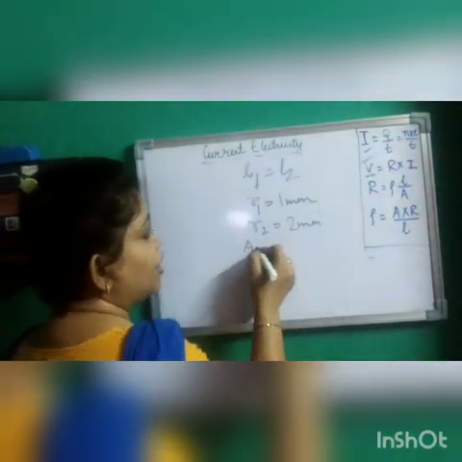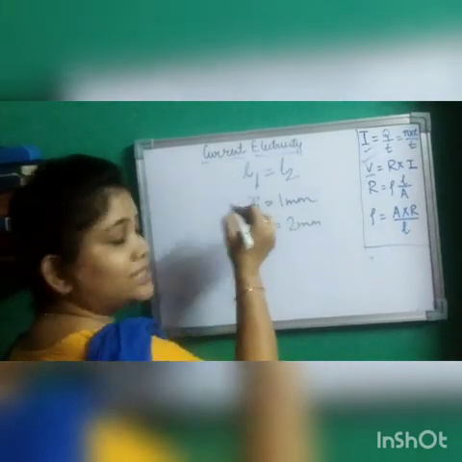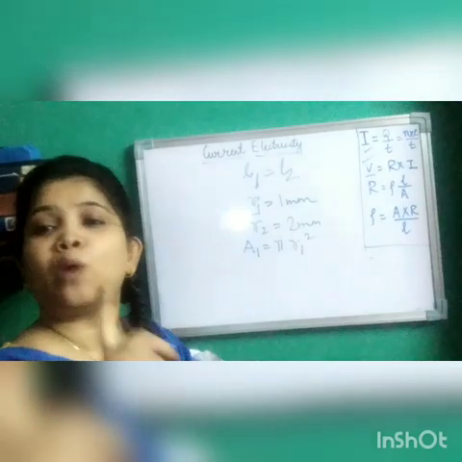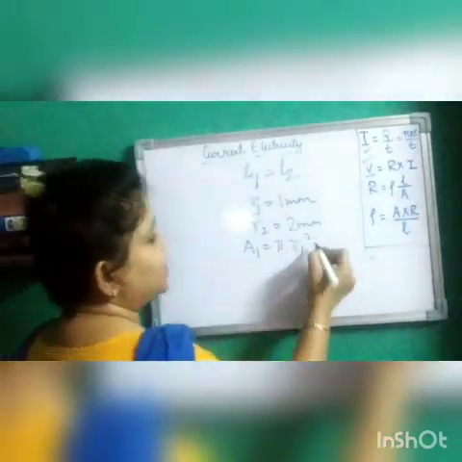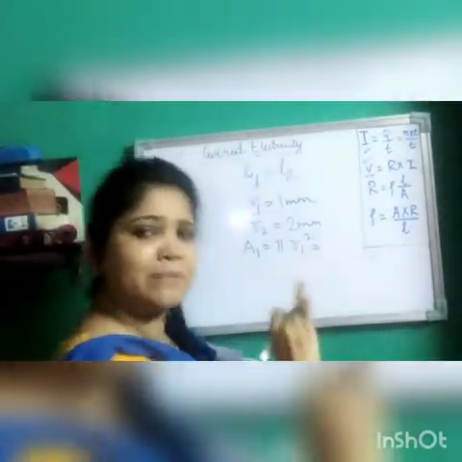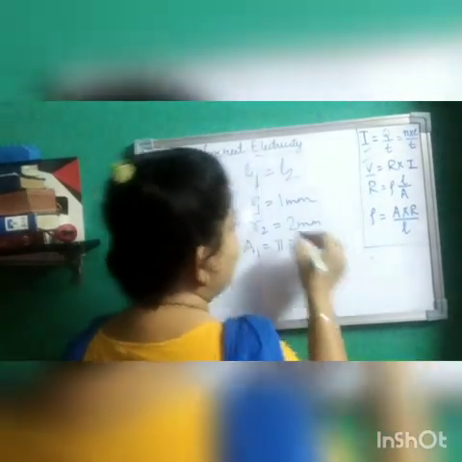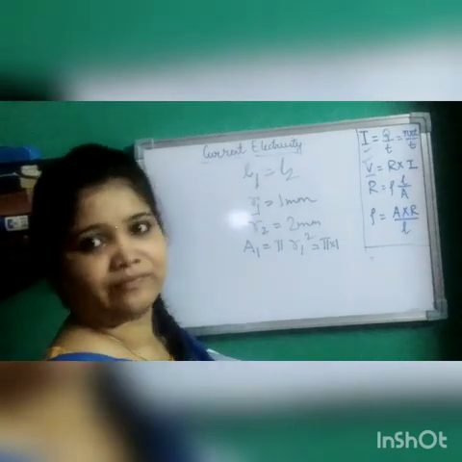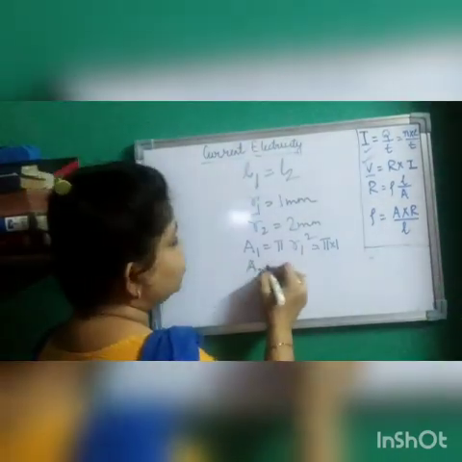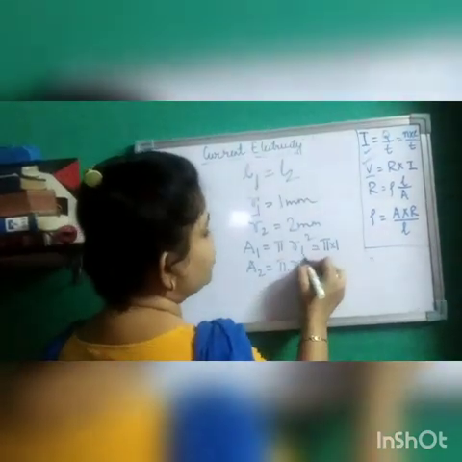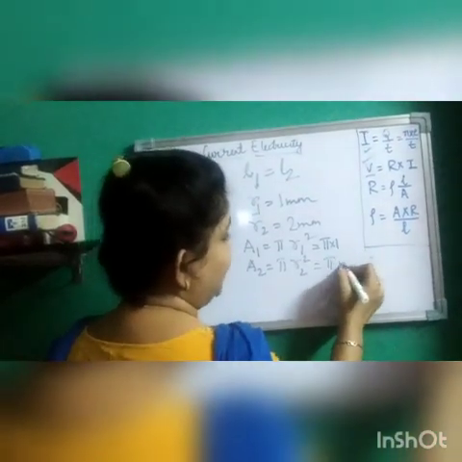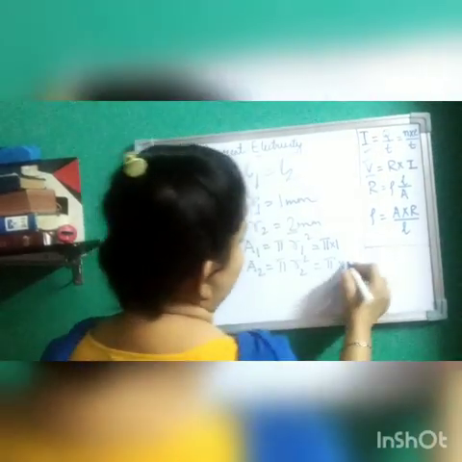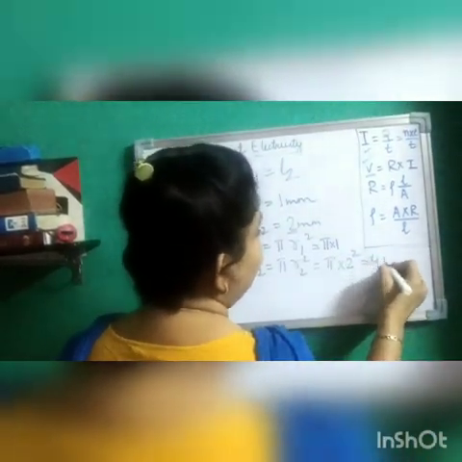What will be the first area? It is pi R1 square, because wire has a circular area. So pi R square. No need of putting the value of pi, keep pi as it is. So it will become pi. Now 1 square is how much? It is 1. That means only pi. Now what will be area 2? It is nothing but pi R2 square. So that means pi into what is the radius of the second wire? 2 millimeter. That means 2 square, that means 4 pi.